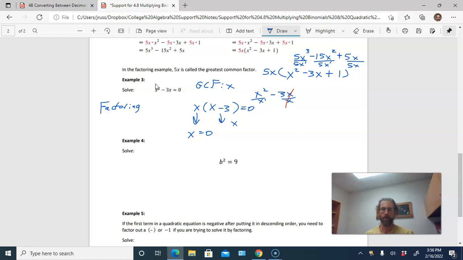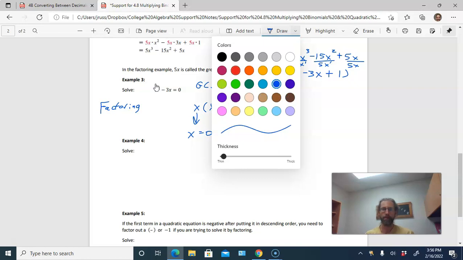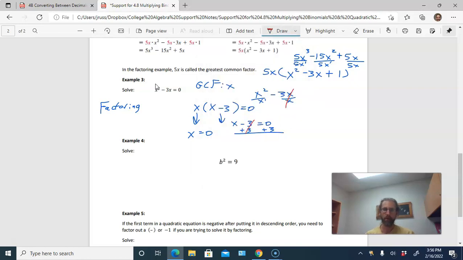But for my other one, it's a binomial factor. When I set it equal to 0, to solve it for x, I'm going to have to add 3 to both sides. And so if I do that, that's going to give me x is equal to 3. So 3 would be the other solution. So my solutions are going to be 0 and 3.